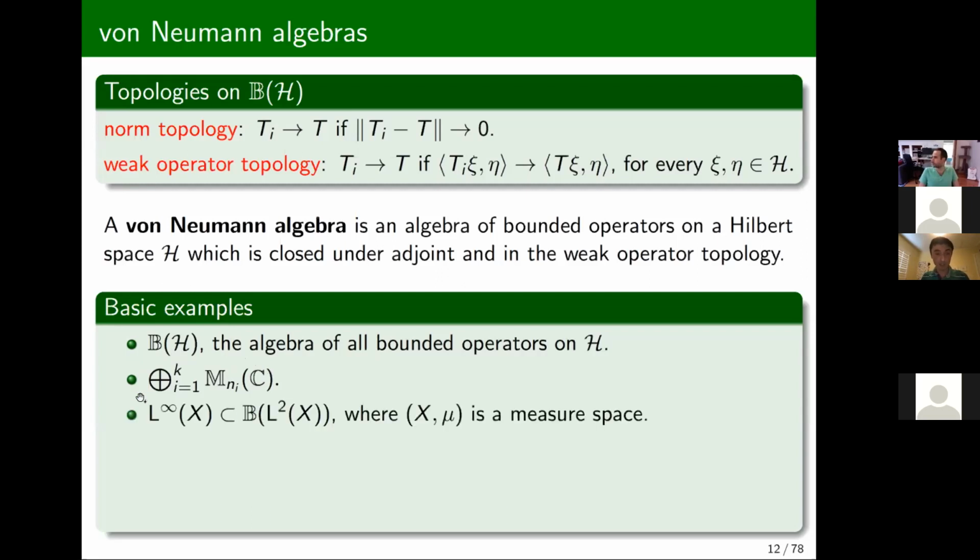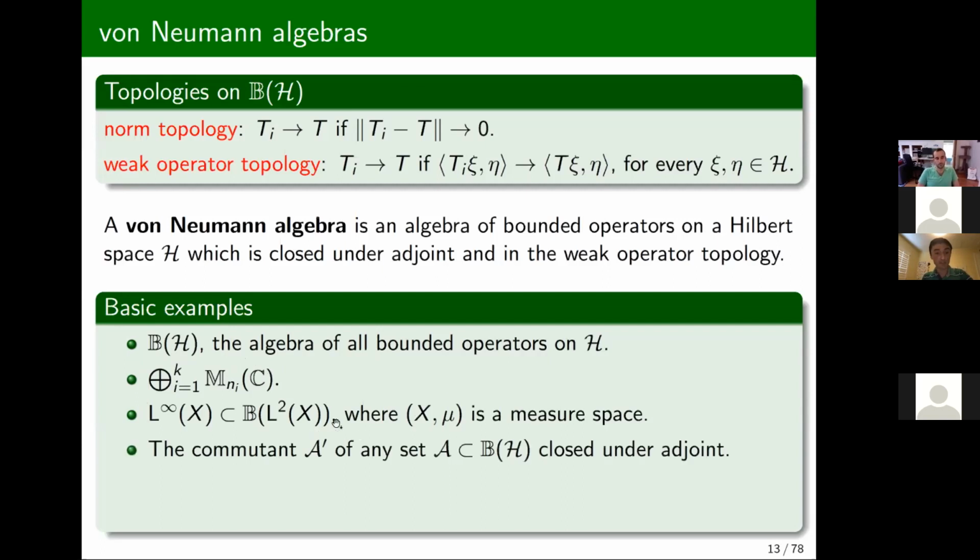Another example is given by L infinity algebras coming from standard measure spaces. So if (X, mu) is a measure space, then you can represent L infinity of X as multiplication operators on L2 of X. And in this way, you realize L infinity of X as a von Neumann algebra of operators.